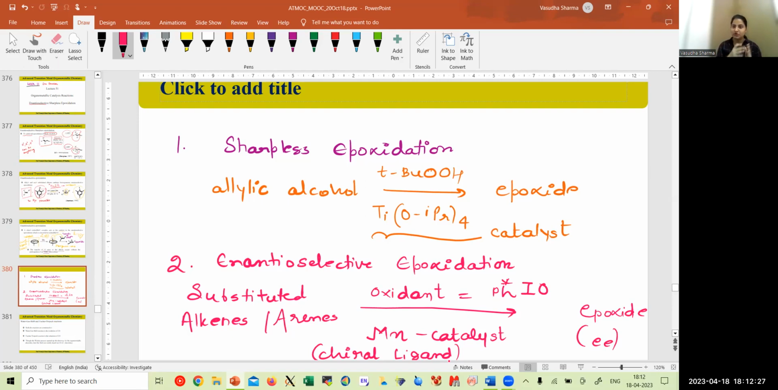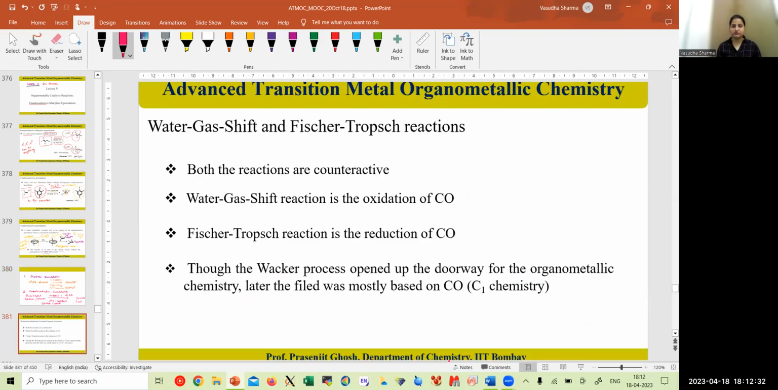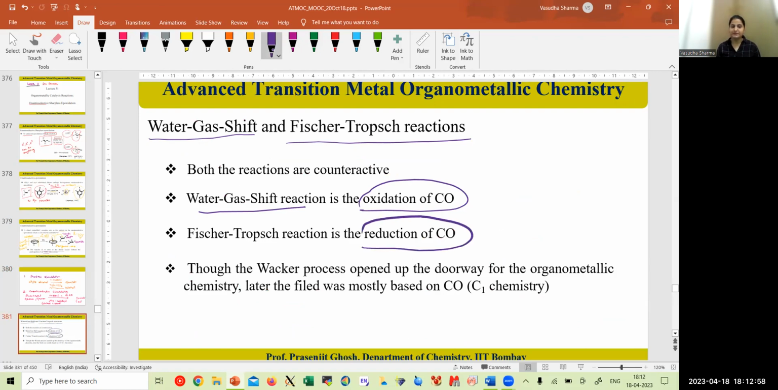Now we are moving from the epoxidation, the formation of epoxides, to another type of catalytic reaction, which is very, very important. As the name suggests, it's the water gas shift and Fischer-Tropsch reaction. These are two different reactions, but they are called complementary to each other. So both the reactions are counteractive. One is oxidation, one is reduction. The water gas shift reaction is the oxidation of carbon monoxide, whereas the Fischer-Tropsch reaction is the reduction of carbon monoxide. Though the Wacker process opened up the doorway for organometallic chemistry, later the field was mostly based on carbon monoxide, that's the C1 chemistry.